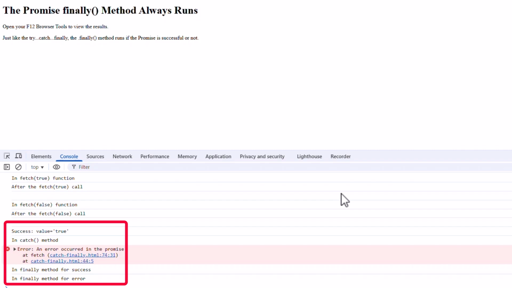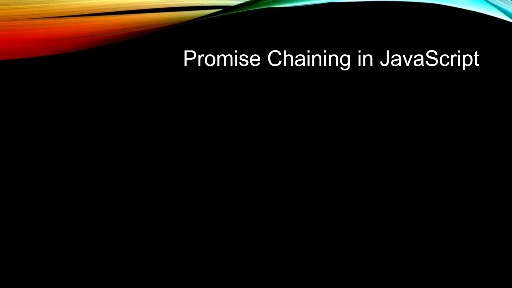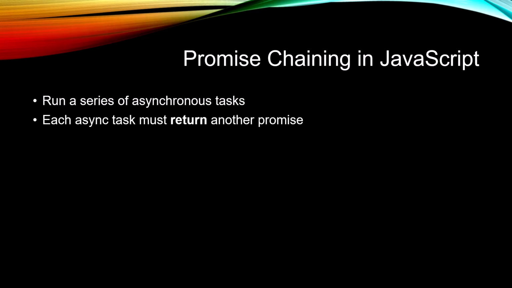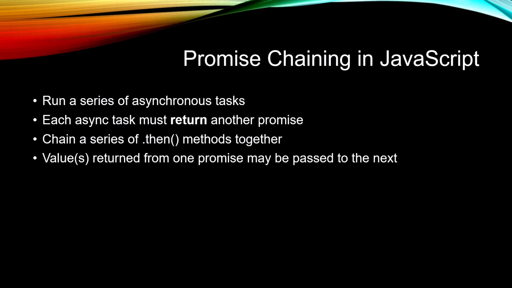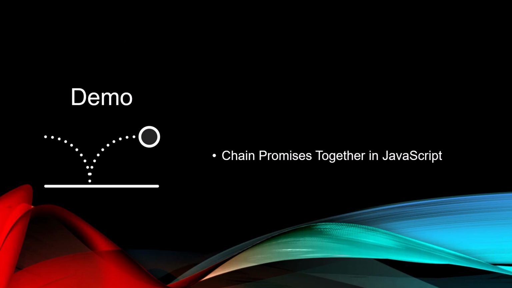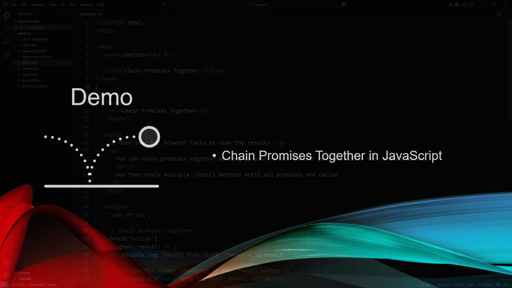You are allowed to chain promises together. So this is where you want to run a series of asynchronous tasks, and each asynchronous task must return another promise. And then we just chain a series of then methods together. The values returned from one promise may be passed to the next. Let's take a look at chaining promises together.